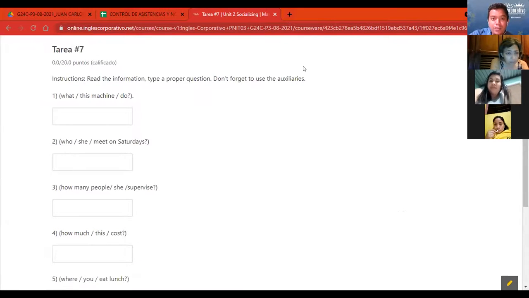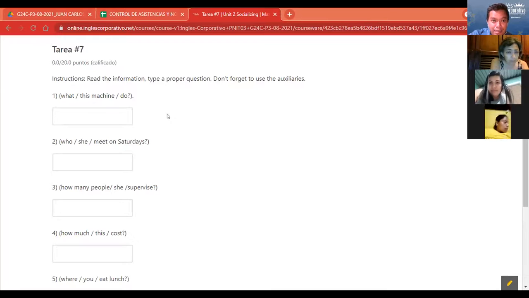Sí. This one, okay. Jonathan, también esta es, ¿verdad? Sí. Okay, listen up. Así, de manera rápida. Check this out. Acá tenemos esta parte. Dice, what this machine, y al final tenemos do, que es el verbo principal, okay?